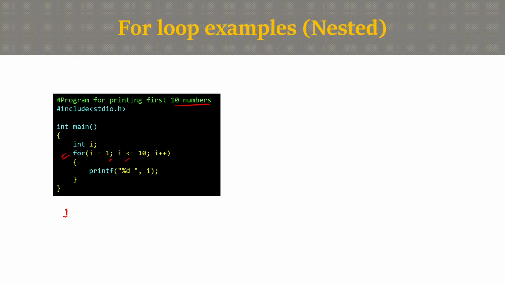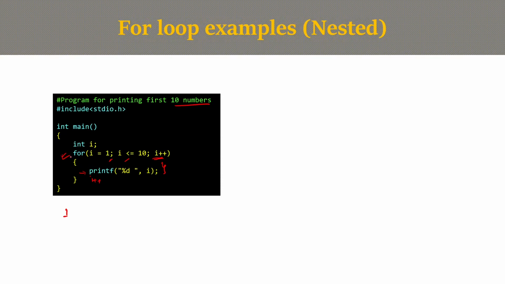So after printing 1, after this printf statement, it will increment the value of I by 1, which is I plus plus. After all the statements in our for loop are executed, the increment or decrement operator will be executed. So this is executed at the last of our statements. I plus plus means that the value of I will be changed to 2.